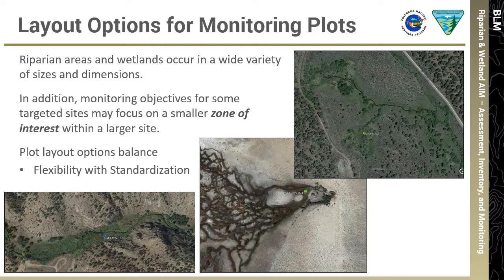The Field Protocol for Lentic Riparian and Wetland Systems is applicable to a wide variety of habitats that occur in an equally wide variety of sizes and dimensions. In addition, monitoring objectives for some targeted sites may focus on a specific zone of interest within a larger site. Plot layout options balance the need for flexibility with standardization.